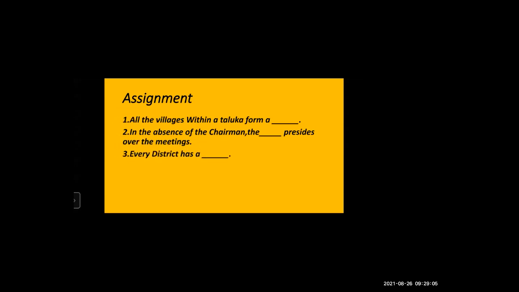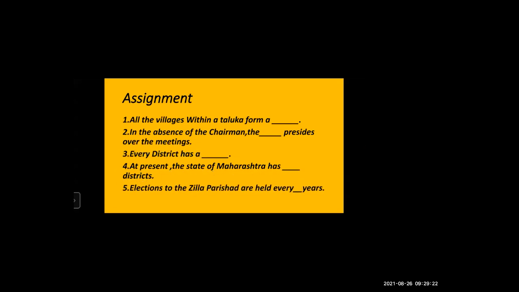The second one was, in the absence of the chairman, the dash presides over the meeting. The deputy chairman presides over the meeting. Every district has a Zilla Parishad. At present, the state of Maharashtra has dash districts. How many districts? 36. Elections to the Zilla Parishad are held every 5 years.